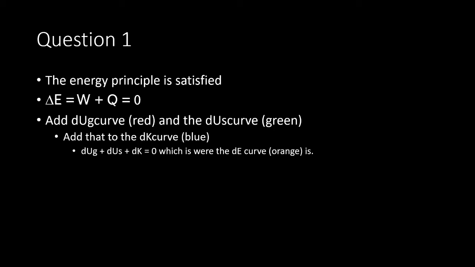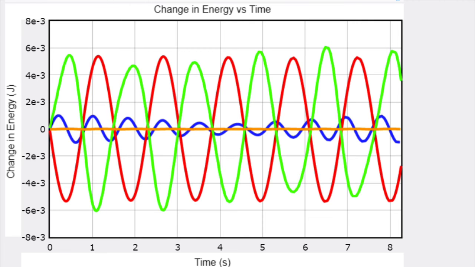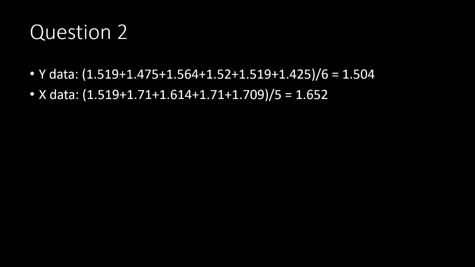And then for question 2, I got my Y data period to be 1.504 and the X data to be 1.652. And the only difference between those is really the X is just going from one side to another, but the Y has to go from one height to another, which isn't always the same in oscillating motion, so that's why those two are different. Thank you.